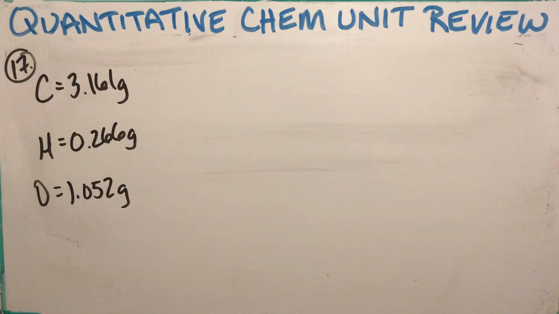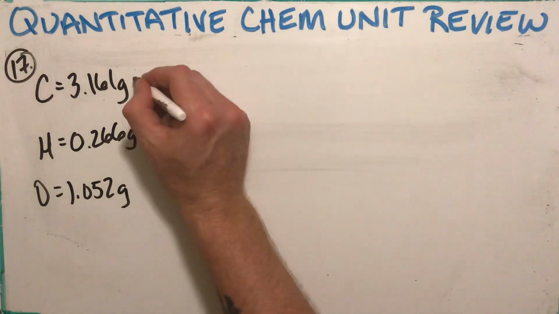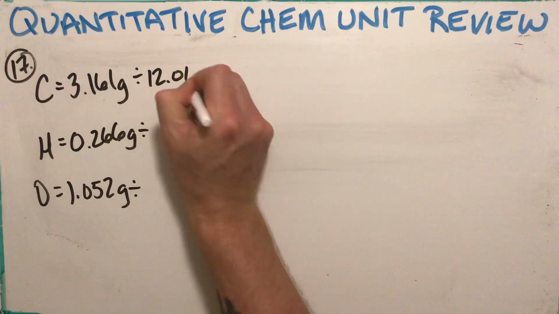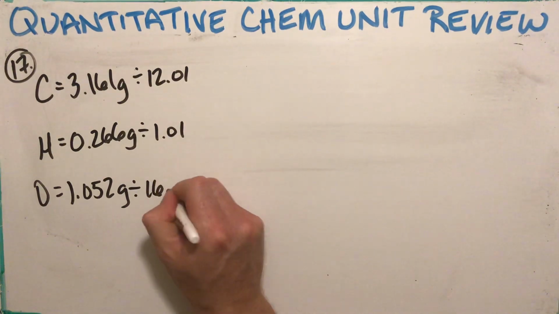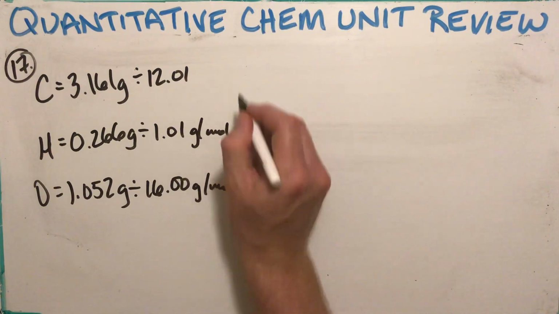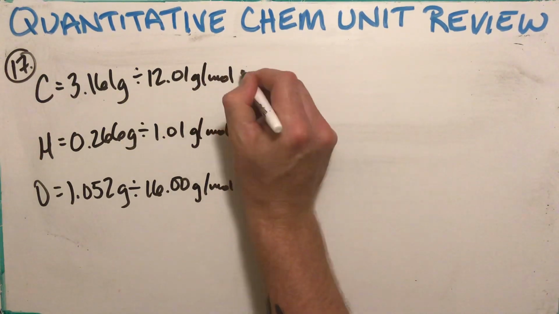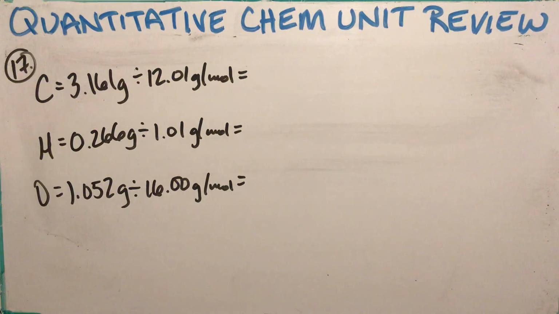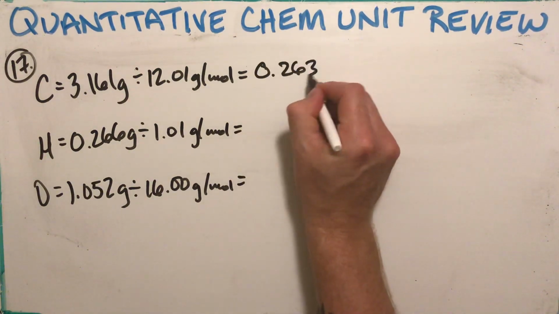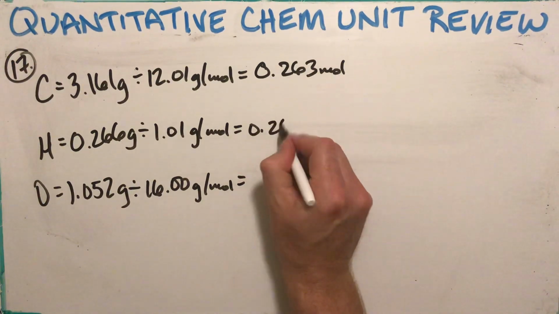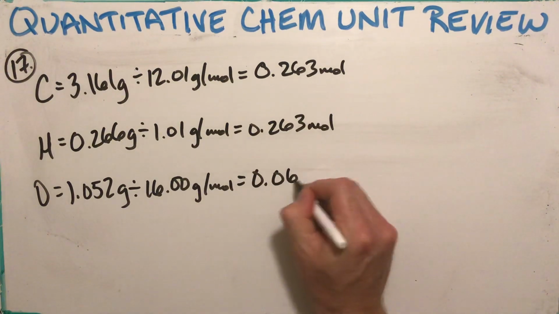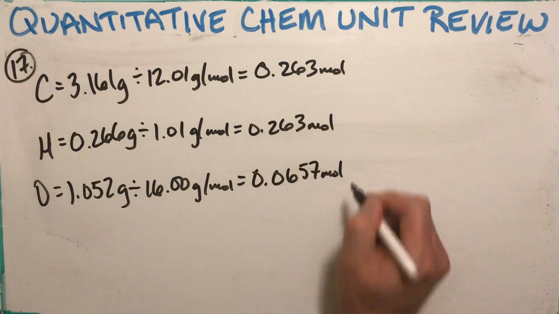And then what we're going to do is turn the mass into moles, because formulas are based on moles, not mass. So I use the values off the periodic table, and I divide them by each element's molar mass, which is the same as the atomic mass on that periodic table. When I do that, I get 0.263 moles of this, 0.263 moles of that, and 0.0657 moles of this.